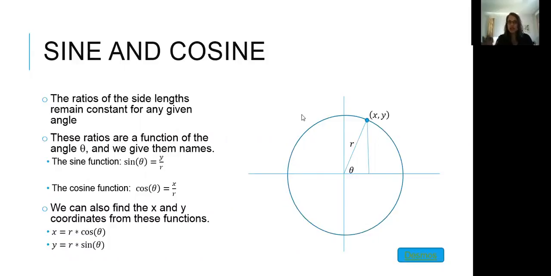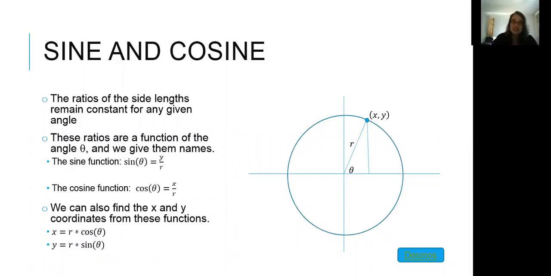Now, obviously, they're going to change as the angle changes. And in fact, these ratios are functions of the angle. And that's what we're going to talk about here. These things are used so often and are so important that we give them special names. The sine function is the ratio of the y-coordinate to the radius, or sine of theta, S-I-N is the symbol. It's the name of the function we call sine. That is the length of this vertical side divided by the length of the radius. This is true for any angle.